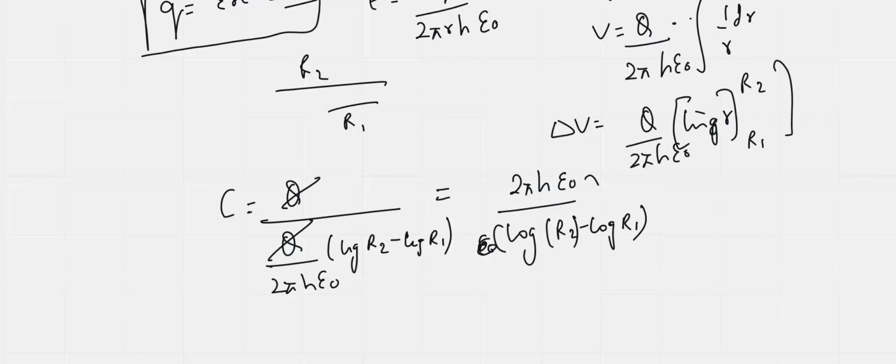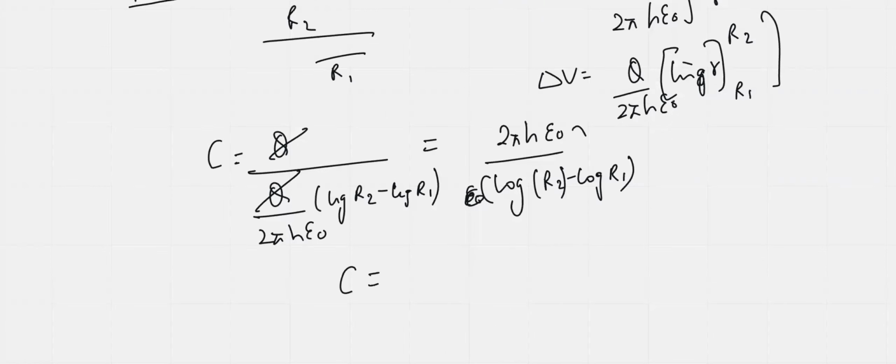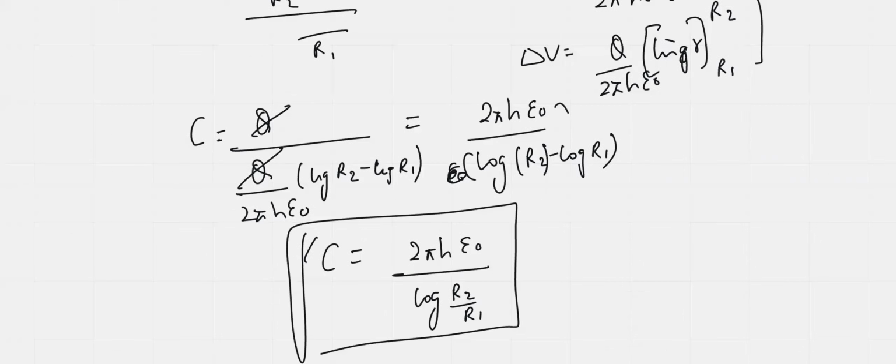You can also rewrite the same thing: log a minus log b can be written as log a by b, right? So C comes out as 2 pi h epsilon naught divided by log of r2 by r1. Understood? This is the formula. Now look, if you are given a cylindrical capacitor with a finite length, then you can directly use this.